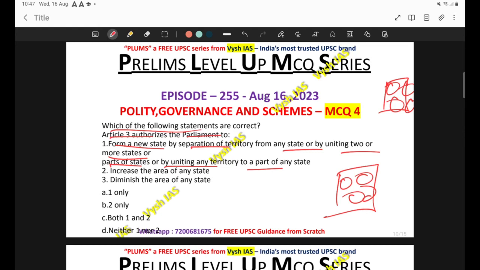The same thing you have to do in reverse in the examination hall. If you get complicated statements, you have to break them down and relate them to what you learned during your basic preparation. So this is a complex statement, but it's a standard and correct statement. First is correct. 2, increase the area of any state, correct. Diminish the area of any state, again correct. Okay, so here it is not 3; it is increase the area of any state or diminish the area of any state. So 1 and 2 are correct. So both 1 and 2 is the correct answer. All the 2 statements are correct.